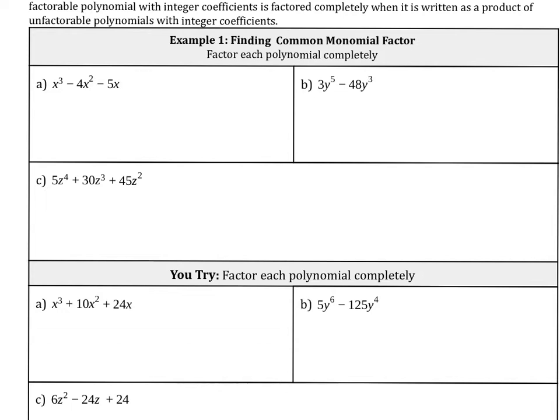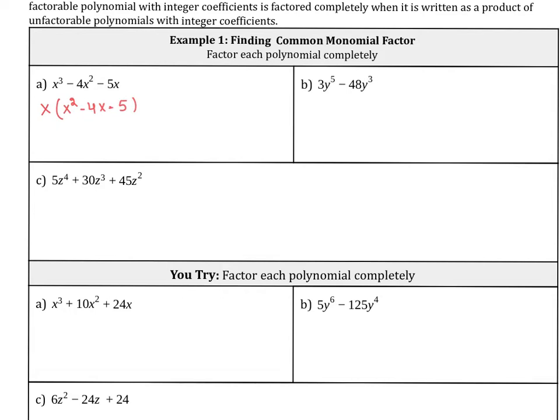Whenever you see any polynomial, the first thing to check is whether any common monomial or common number can be factored out. If you notice here, the common monomial is x, because x is present in every term. So you can factor the x out. Inside you're left with x squared minus 4x minus 5.